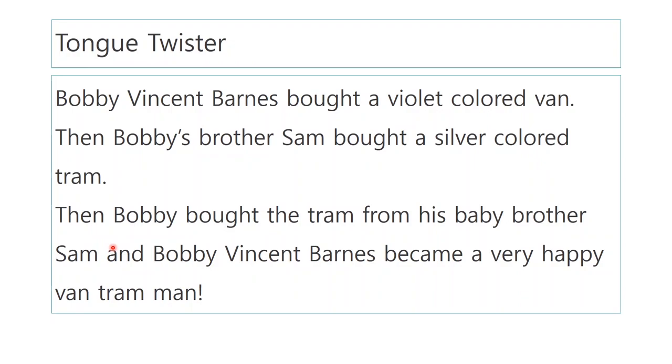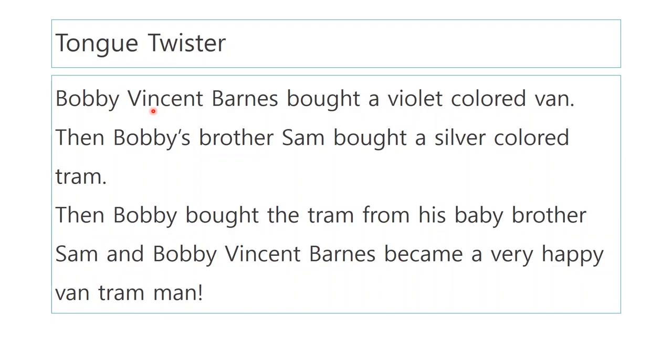All right. We see B and V. B and V. Practice from last week, which we discussed. Bobby Vincent Barnes bought a violet-colored van. Then Bobby's brother, Sam, bought a silver-colored tram. Then Bobby bought the tram from his baby brother. Sam and Bobby Vincent Barnes became a very happy van tram man.